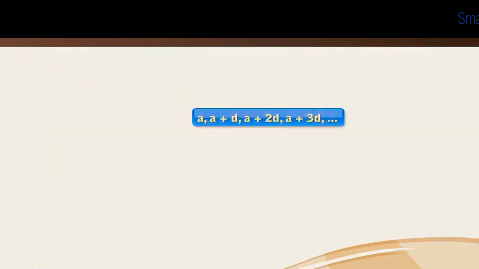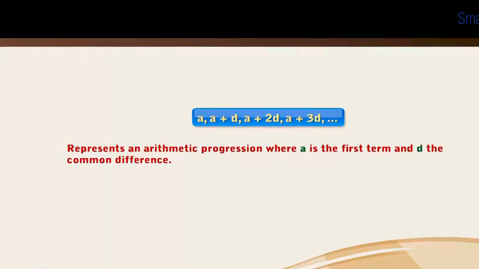This means a, a plus d, a plus 2d, a plus 3d represents an arithmetic progression where a is the first term and d the common difference. This is called the general form of an AP.